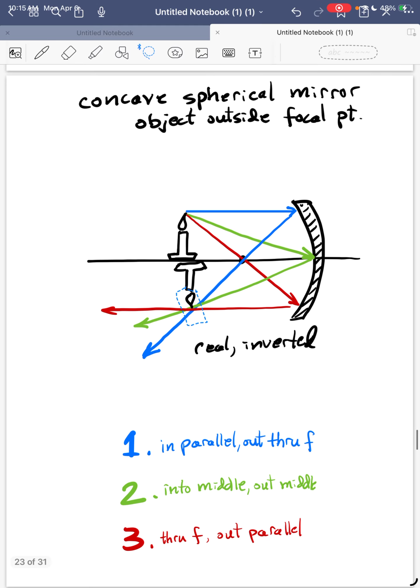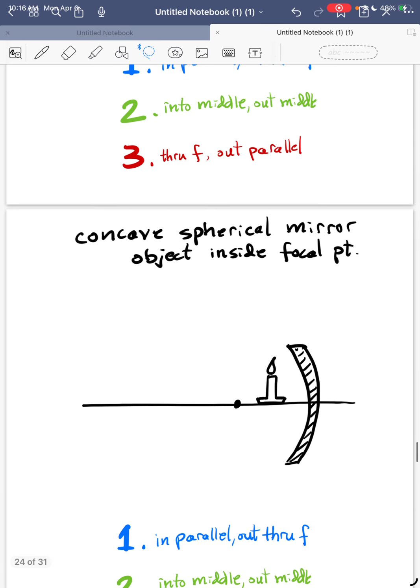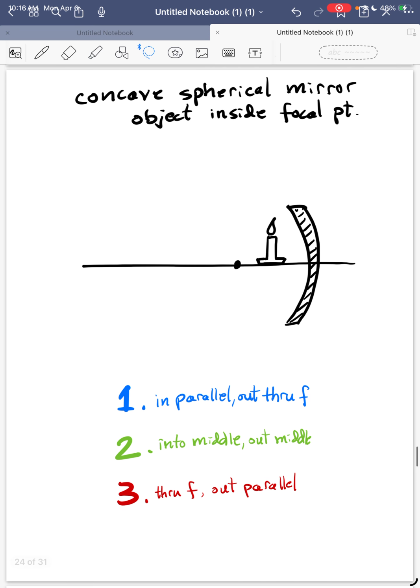Okay, so this is the concave spherical mirror. The object is outside of the focal point. Now we're going to look at a concave spherical mirror where the object is inside the focal point. And by that, what I mean is it's between the focal point there and the mirror, okay? So we're gonna draw the rays just as I've outlined here with the 3 rules, and we'll do it in the colors that I've given.